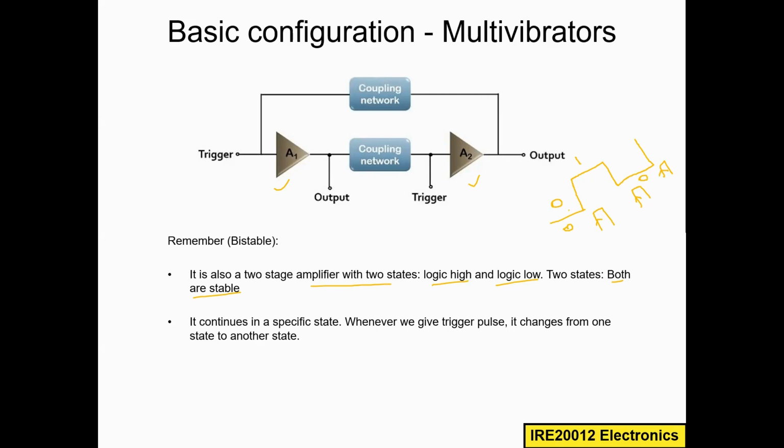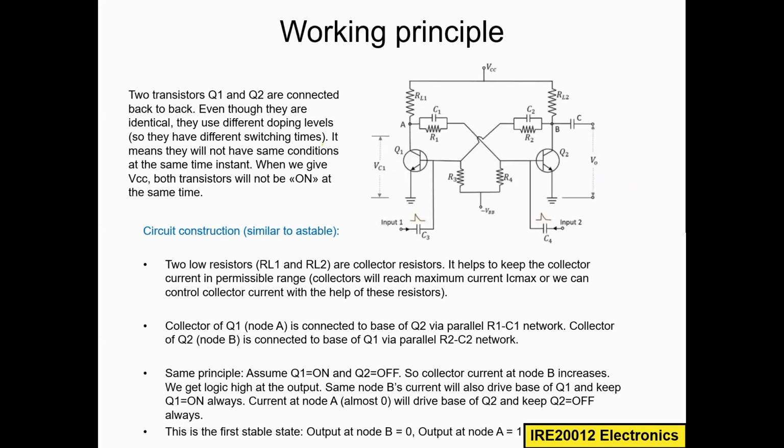If you want to change the output from 0 to 1, you must give a trigger pulse. Similarly, if you want to change from 1 to 0, you must give a trigger pulse. That is why I mentioned here that it continues in a specific state, either 0 or 1, and whenever we give a trigger pulse, it changes from one state to another. Both are stable, that's why we call this a bistable multivibrator. So this is the circuit design of the bistable multivibrator.